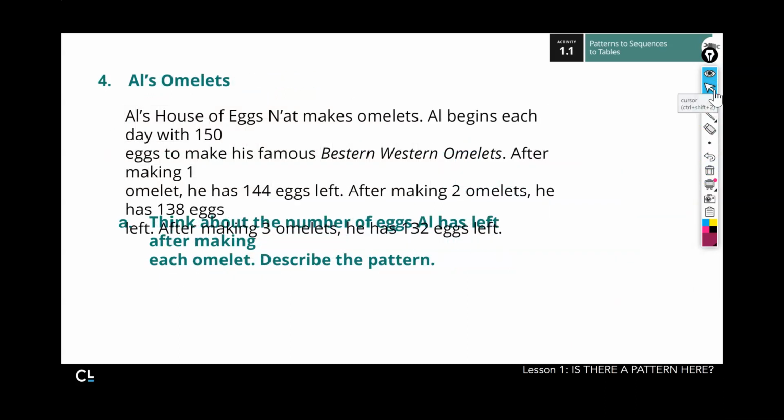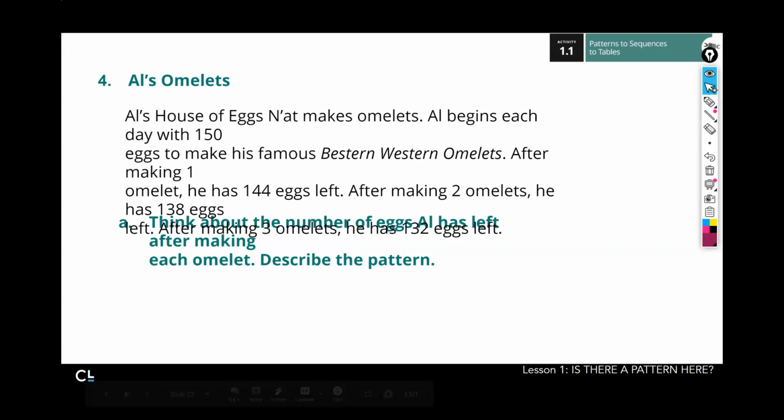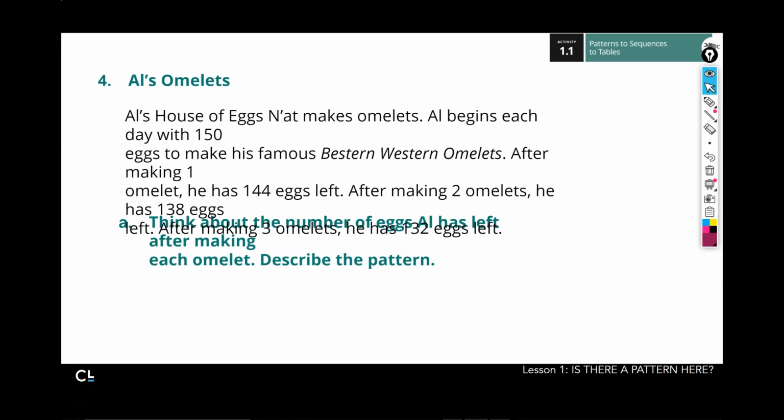Number 4, Al's omelets. Al's House of Eggs makes omelets. Al begins each day with 150 eggs to make his famous Best Western omelets. After making 1 omelet, he has 144 eggs left. After making 2 omelets, he has 138 eggs.